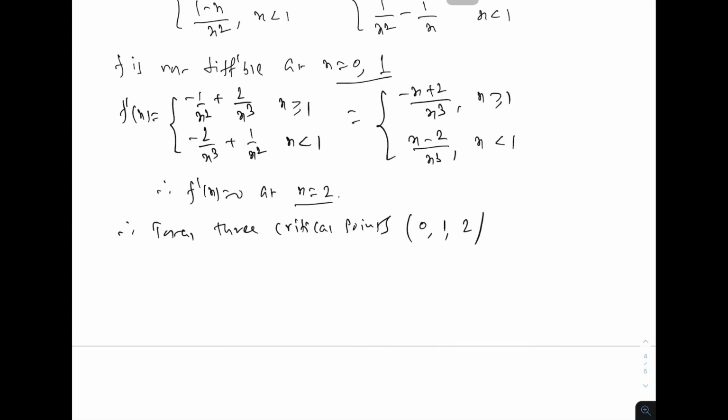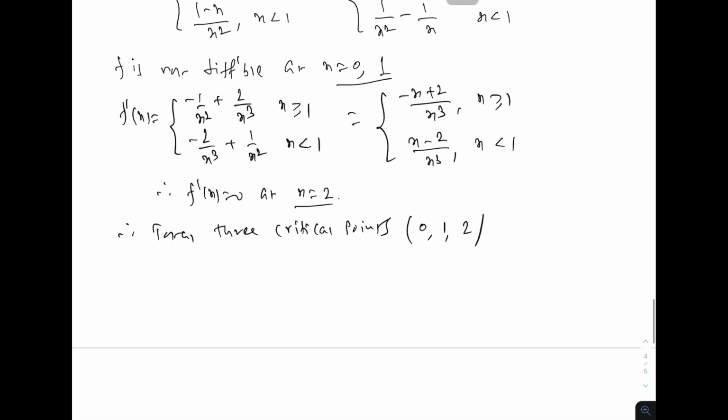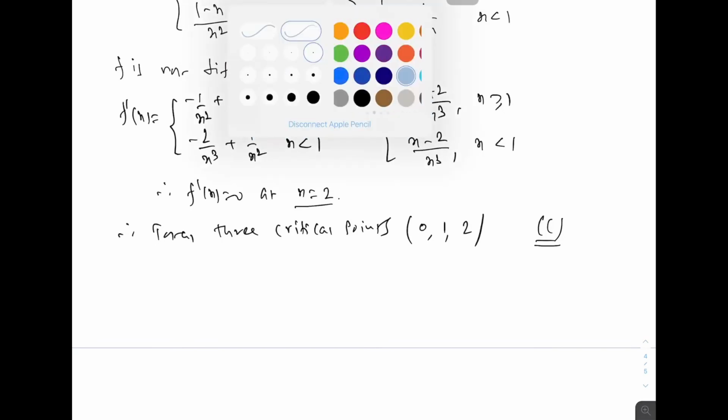Zero, 1 and 2. So answer is 3 here. Okay. So let us now take some other example.